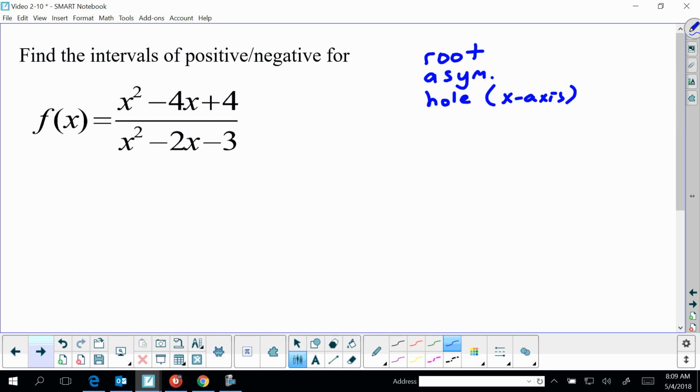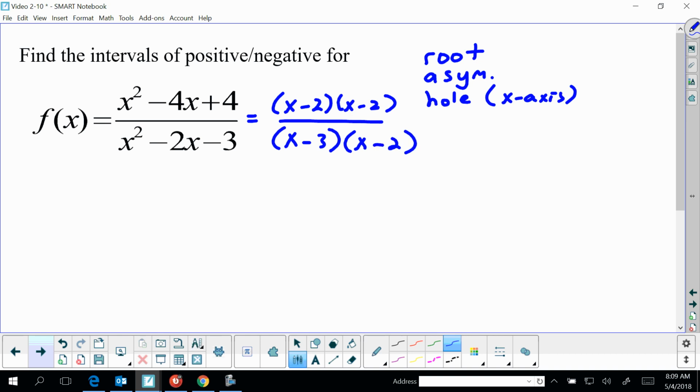So what we need to do is factor this. So we'll have x minus 2 times x minus 2, and then the denominator will have x minus 3 and x minus 2. Holes are usually created whenever there is a factor that cancels out. But my factoring's wrong there, sorry. That should be an x plus 1. So actually, there's no potential hole here because nothing cancels out.